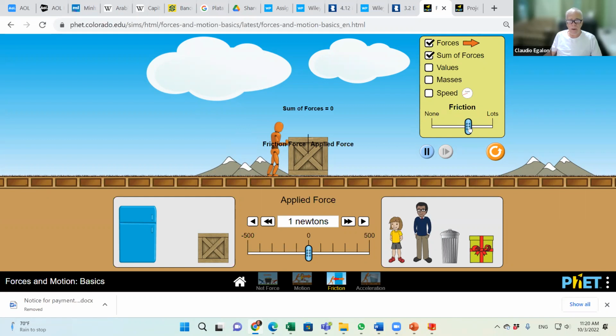Let me increase the friction a little bit more. Yeah, that's because it's just 1 Newton. Let me increase a little bit more. We cannot see the arrow here. Okay, now we can start seeing the arrow. See that? The arrow was so small. That's the applied force by this guy, right? But because the force of static friction is so large, the net force is 0.